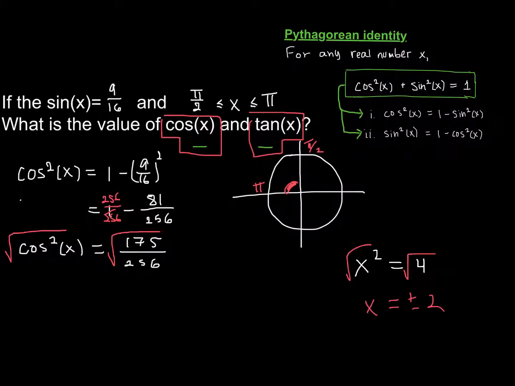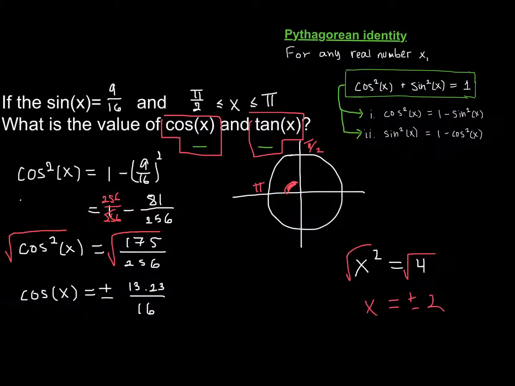we will have that cosine of x is equal to plus or minus, and now we can take the square root of both the numerator and the denominator. The square root of 175 is about 13.23, so let's use 13.23 as an approximation, and the square root of 256 is 16. Now notice that we have that it's either positive or negative.